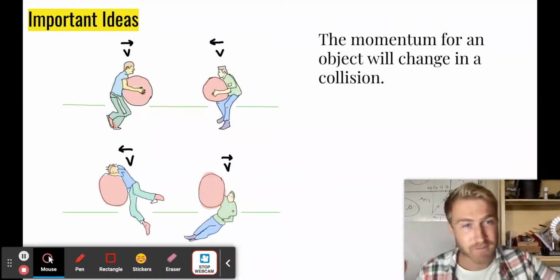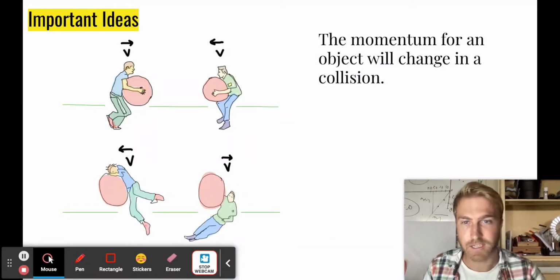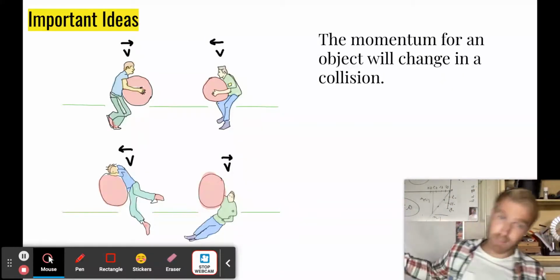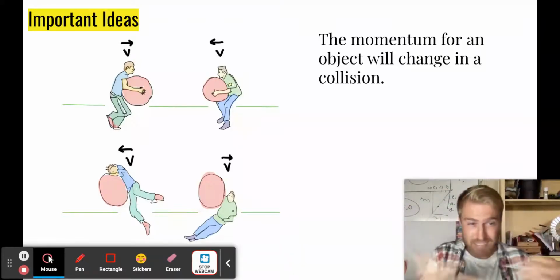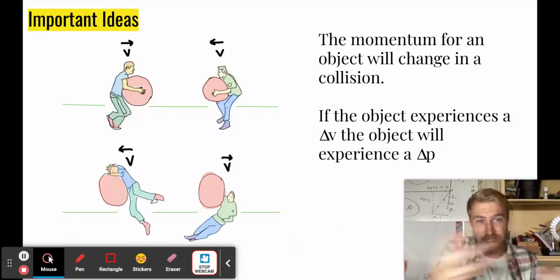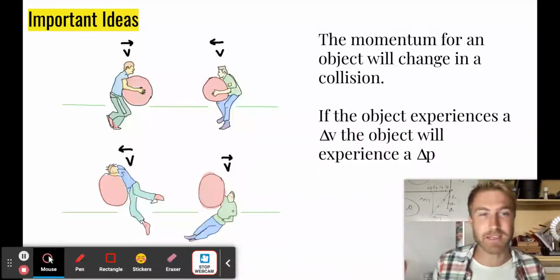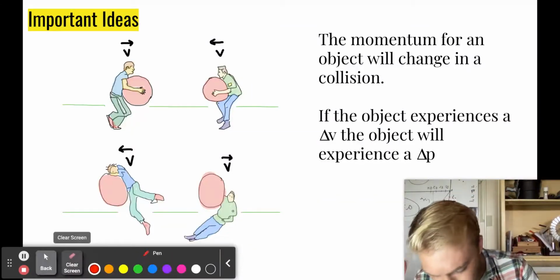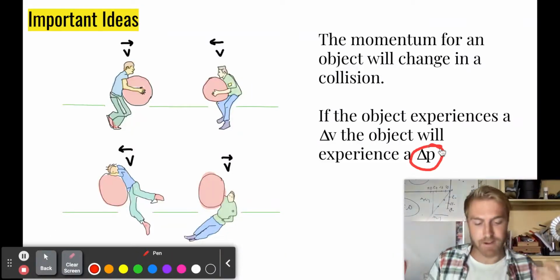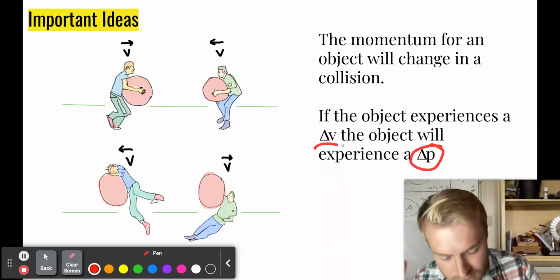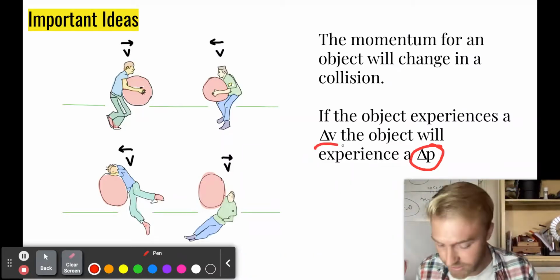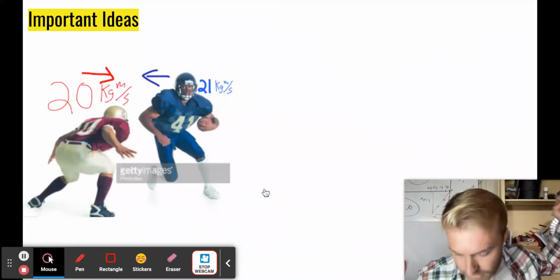Here's another important idea. The momentum for an object will change in a collision. This guy's running with his yoga ball in this direction and he collides. His velocity changed, so he's going to experience a change in momentum, and we can write it with that little delta P, just like that. If an object experiences a change in velocity, the object will experience a change in momentum.